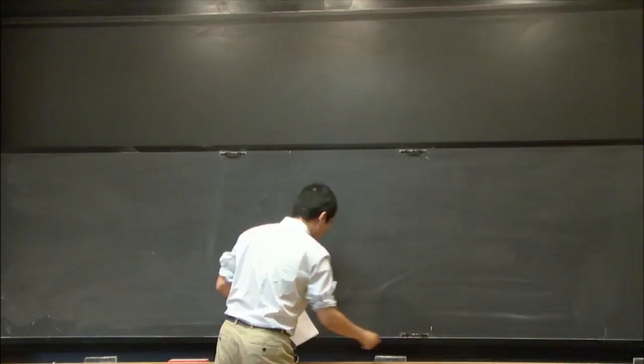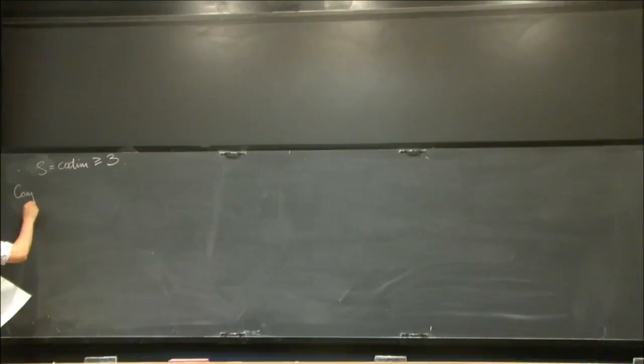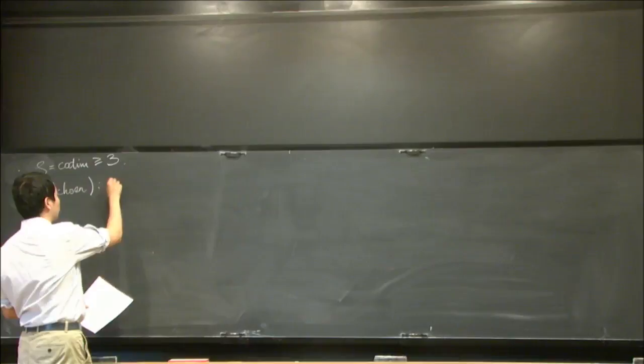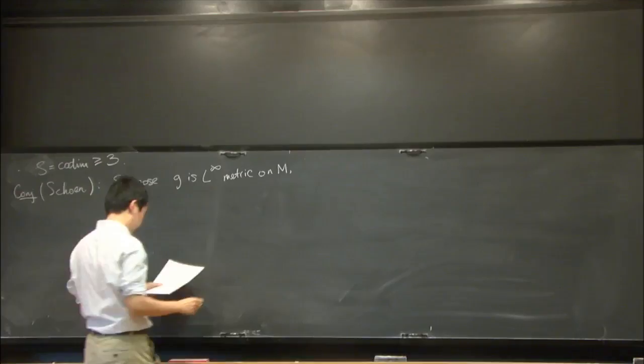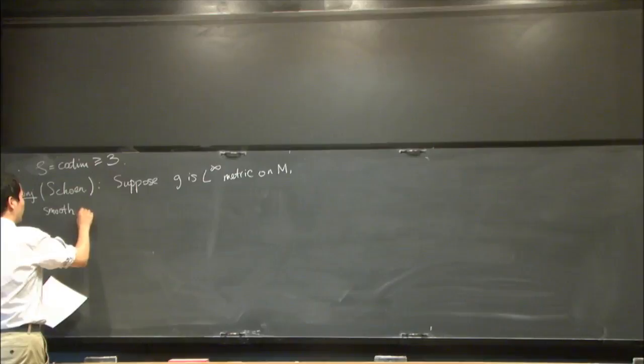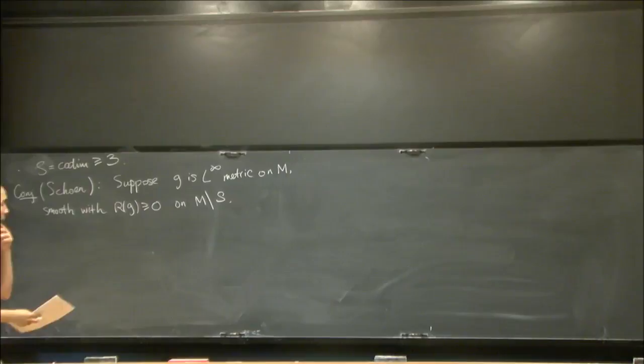Okay, so remember we have codimension 3, right? Let's say S is codimension bigger than or equal to 3 in general. Okay, so there is a conjecture by Rick. It says the following. Suppose G is an L infinity metric, bounded measurable, on the manifold M, and it's smooth with scalar curvature non-negative on M minus S, with codimension of S at least 3.